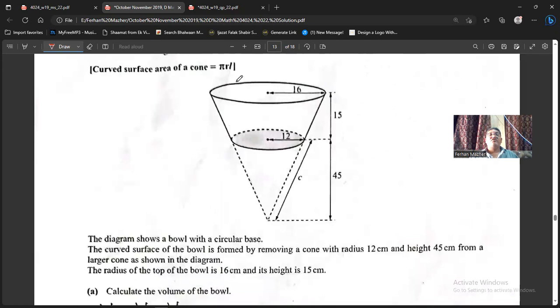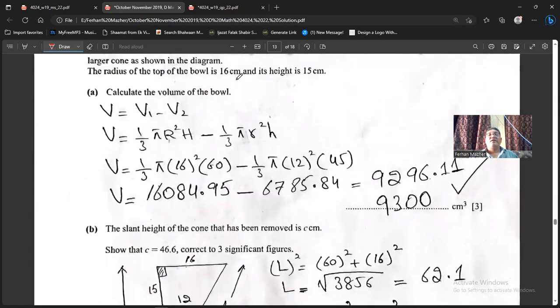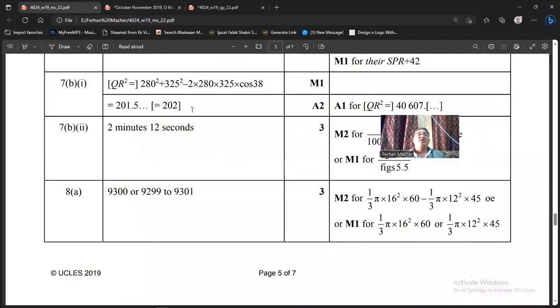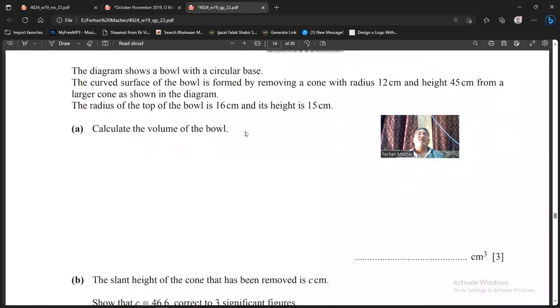So let me show you. The volume of the bowl will be V1 minus V2. So 1 by 3 pi r square h minus 1 by 3 pi r square h. That is 1 by 3 pi into 16 square into 60 minus 1 by 3 pi into 12 square into 45, and that is 16084.95 minus 6785.84, that is 9296.11. When you round it off, it is 9300 centimeter cube. 9300 centimeter cube is the right answer. This is the solution. Question number 8 A part is done.